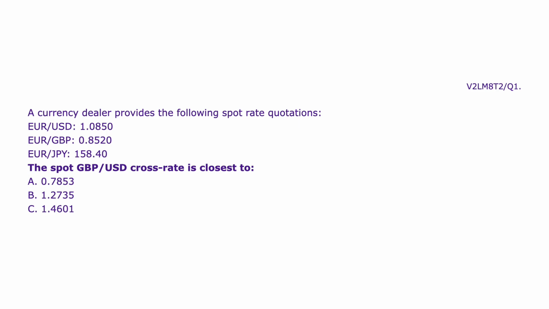Euro per USD, 1.0850. Euro per GBP, 0.8520. Euro per JPY, 158.40. The spot GBP per USD cross rate is closest to: A, 0.7853; B, 1.2735; C, 1.4601.